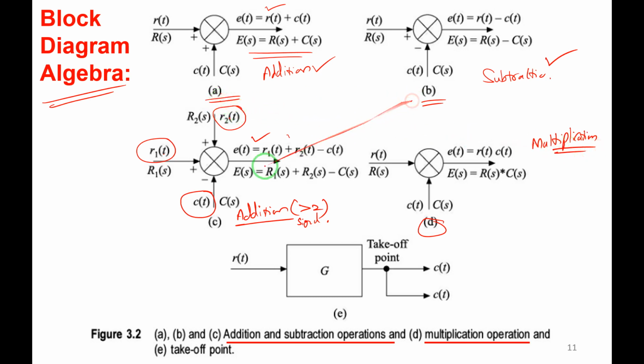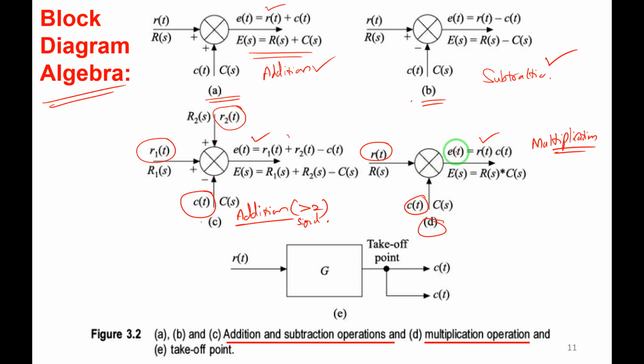Figure A, figure B, figure C, they are giving addition and subtraction operations, right? Whereas in figure D, we'll see the multiplication operation. Yes, I have signal R of t, I have signal C of t. I want to multiply. Then what is E of t? E of t is equal to R of t into C of t. Yes, we can multiply the signals in time domain, R of t into C of t.